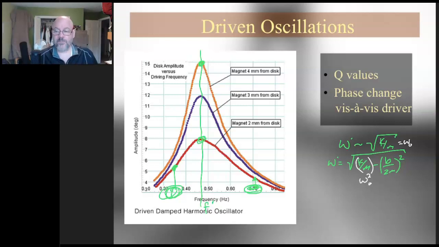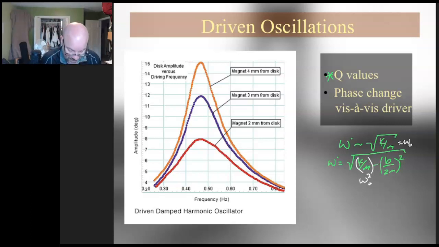Now an important idea here is the idea of a Q value. The Q value has to do with how peaked this thing is. So let me get rid of some of these marks over here if I can. Try again. It's getting a little messy. So the Q value has to do with how peaked those things are.